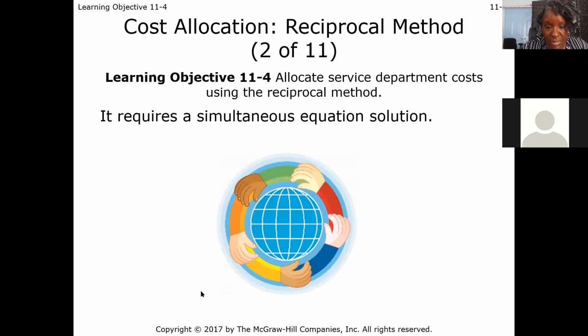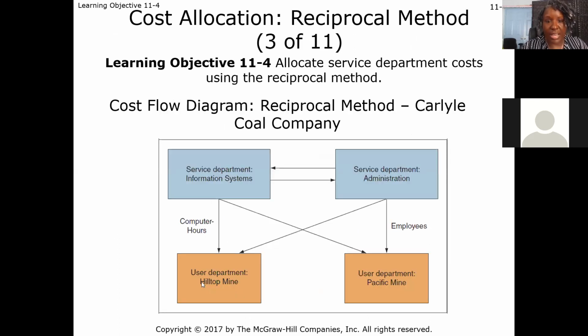Let's see if I can see this one here. And again, I think these little diagrams are helpful. Look at the diagram in front of you. You'll see how the departments are actually intertwined with one another, because one is going from information technology to administration, but the administration is providing to a user department, and then it actually also provides services to another department, which is the Hilltop Mine department. And then you'll see how the information technology provides to all, either directly or indirectly. So it's kind of interesting how it all works together. Again, it's all reciprocal.